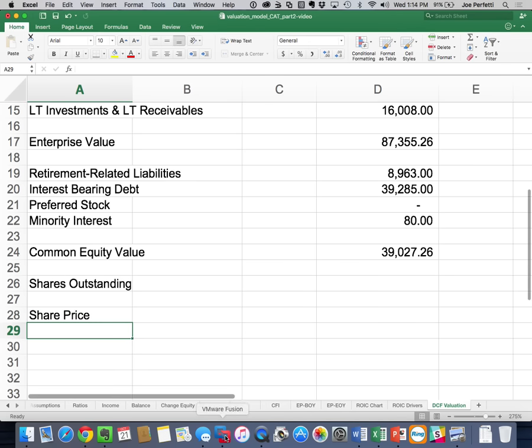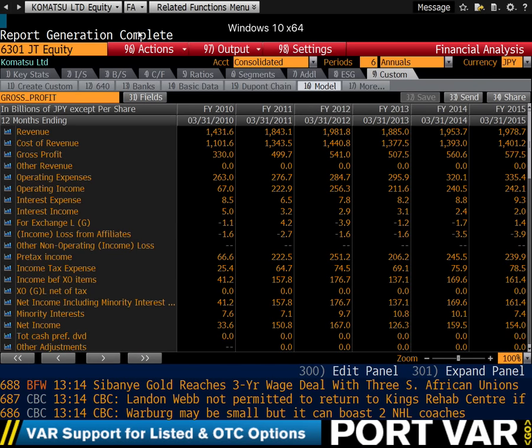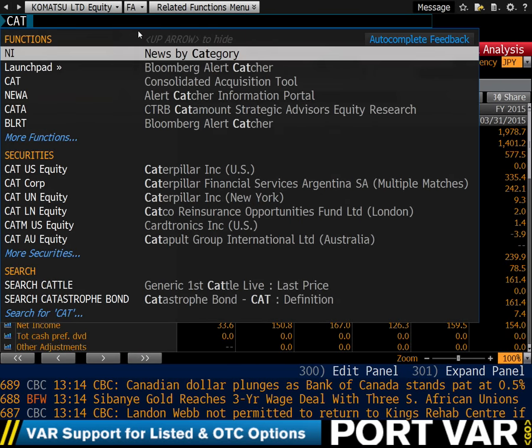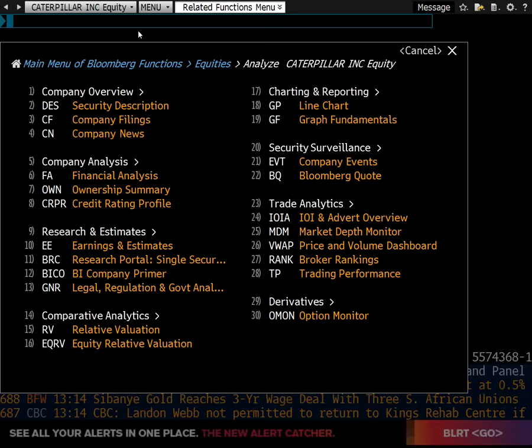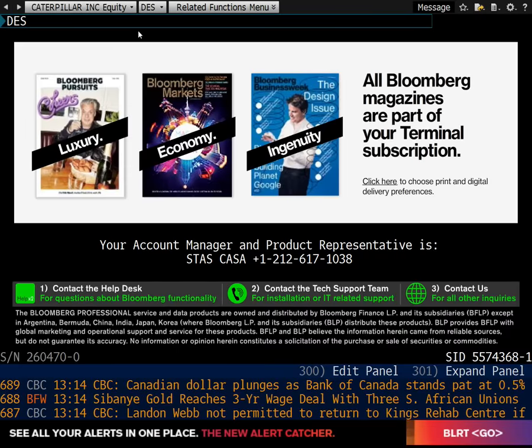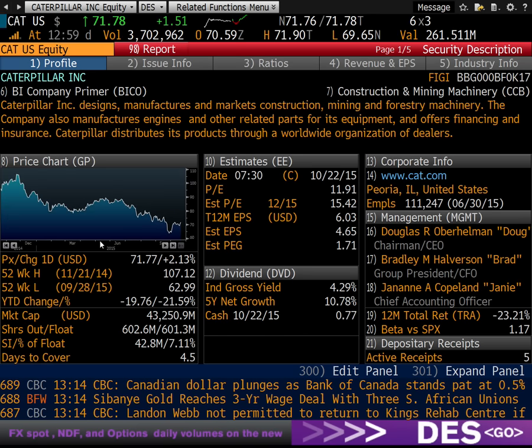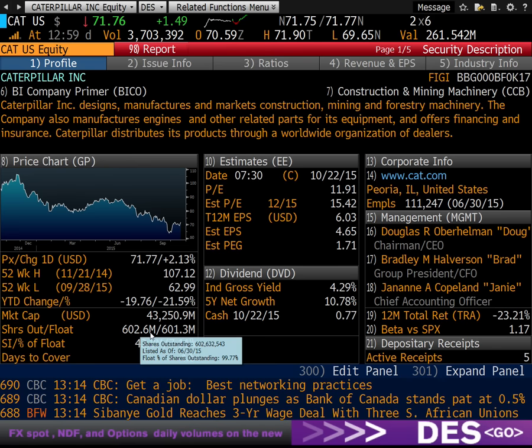Now in Bloomberg, and I put this screenshot for CAT in the folder on Elms, under the DES screen. Bloomberg is the quickest way to get the current shares outstanding for a company. So right here is 602.6 million. Okay, so 602.6 million is the current shares outstanding. So that's what we're going to do.